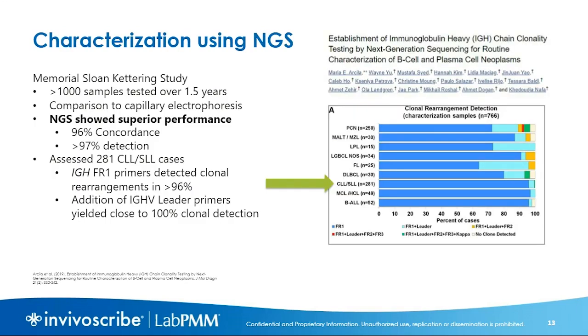Characterization using NGS, there was a Memorial Sloan Kettering study, and more than 1,000 samples were tested over about a year and a half. In comparison to capillary electrophoresis, NGS showed a superior performance while also maintaining concordance. When assessing 281 CLL SLL cases, the IGH FR1 primers detected clonal rearrangements in more than 96% of the cases. Addition of the leader primers yielded close to 100% clonal detection.